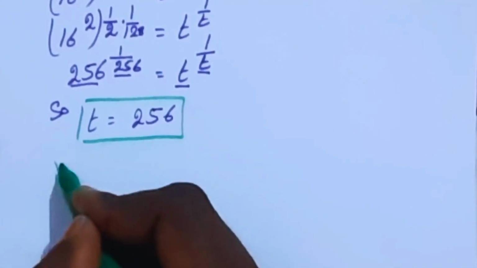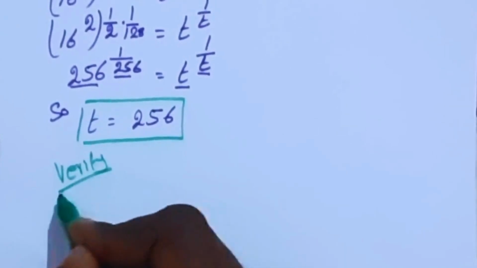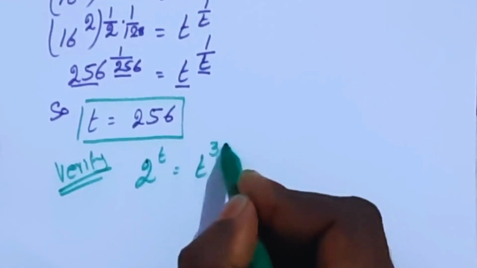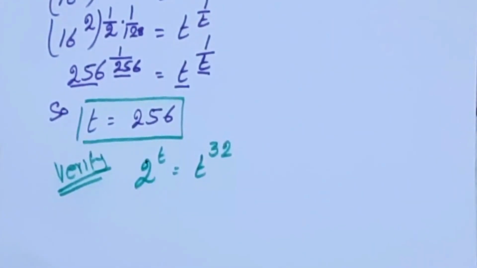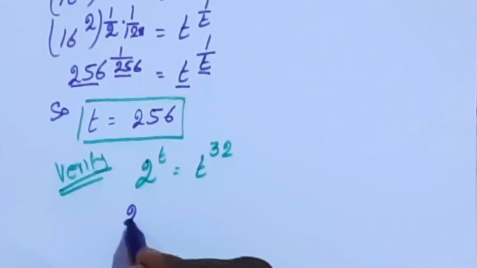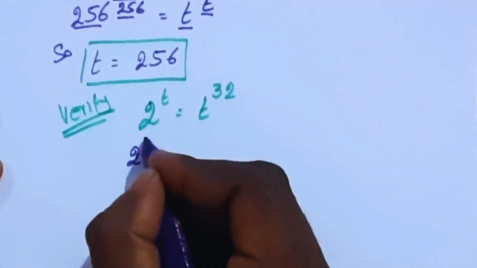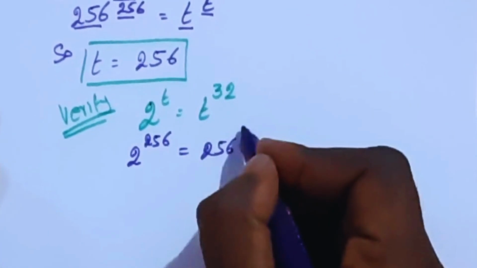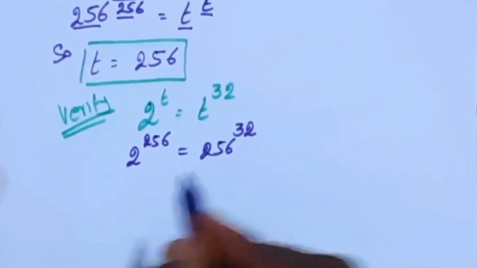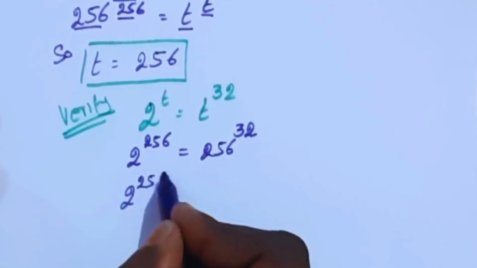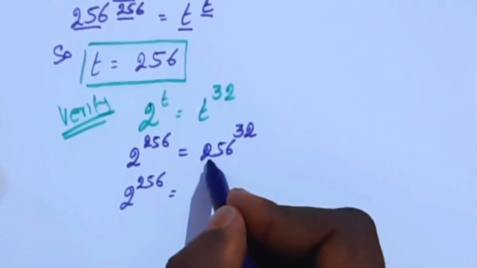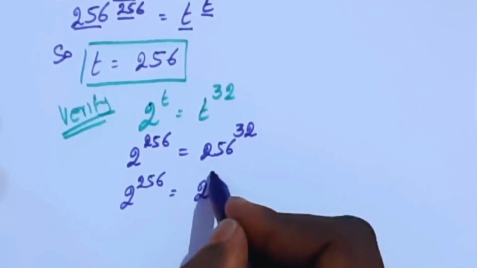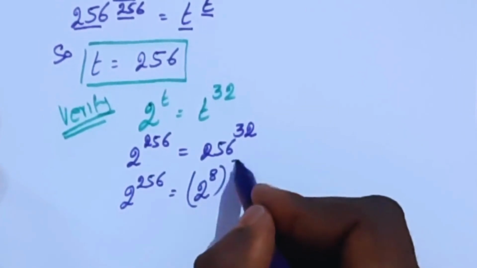Now we are going to verify this. 2 power t equals t power 32. Substituting this, 2 power 256 equals 256 to the power of 32. This 256 can be written as 2 to the power of 8, whole power 32.